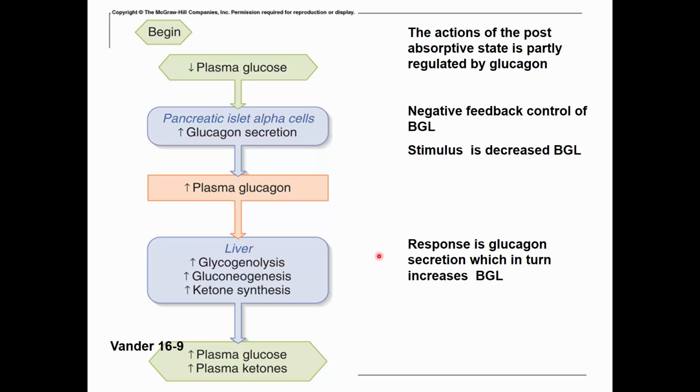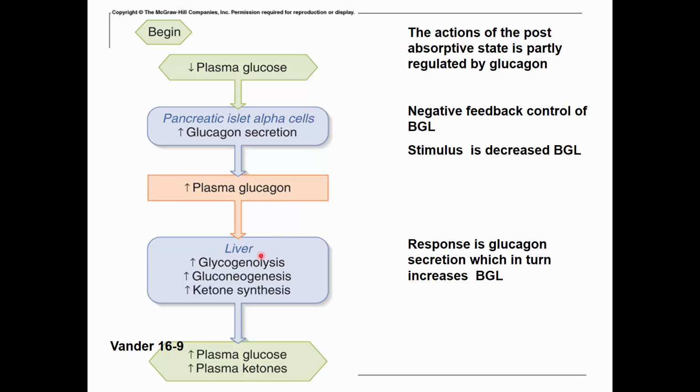How does the body know to be doing this? Well, we have a hormone produced by the alpha cells in the islets in the pancreas, and that hormone is called glucagon. And when plasma glucose goes down to low levels, we get a negative feedback control of blood glucose level, because that's the signal to release glucagon from the alpha cells. Plasma glucagon goes up in the blood.